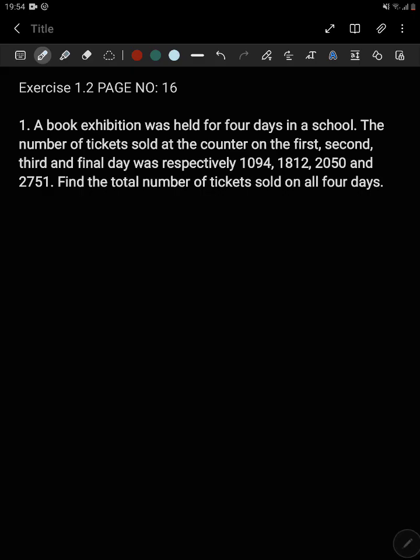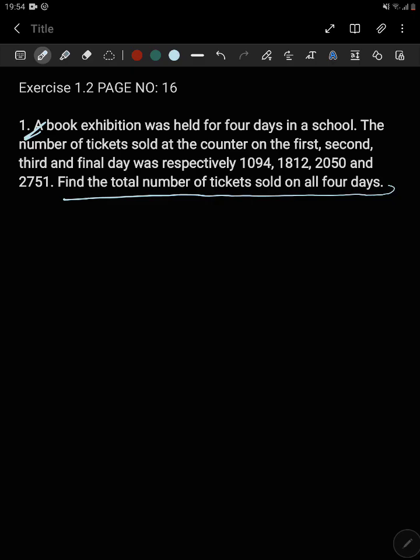The first question we try to solve: a book exhibition was held for 4 days in a school. The number of tickets sold at the counter on the first, second, third and final day were respectively 1094, 1812, 2050 and 2751. Now we need to find the total number of tickets sold on all 4 days.